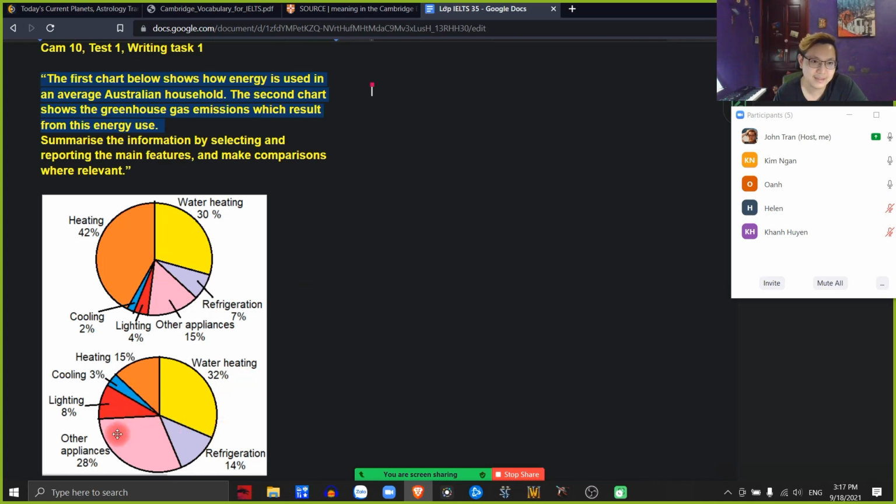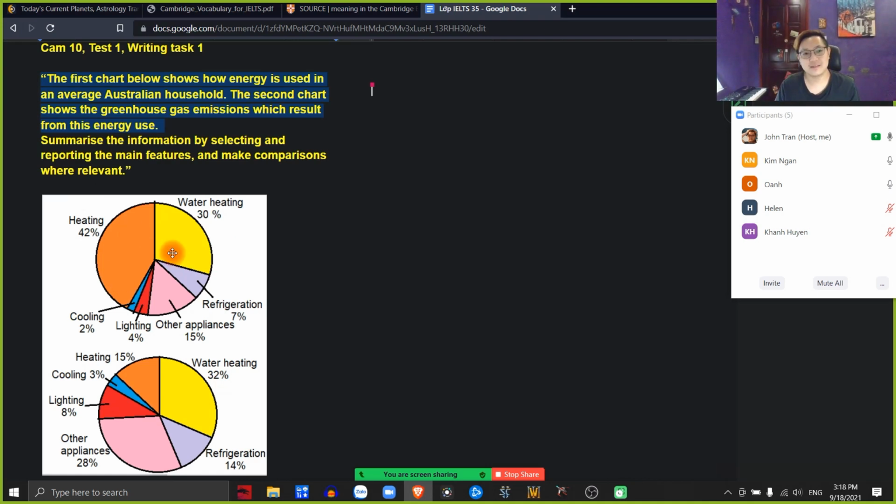These two are basically at the same time. They are not at different years, at the same time. But the first picture is basically how energy is used. And the second picture is the result of the first pie chart. The greenhouse gas emission that results from that energy used in the first pie chart.